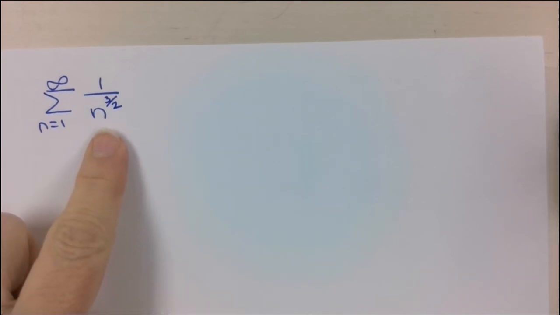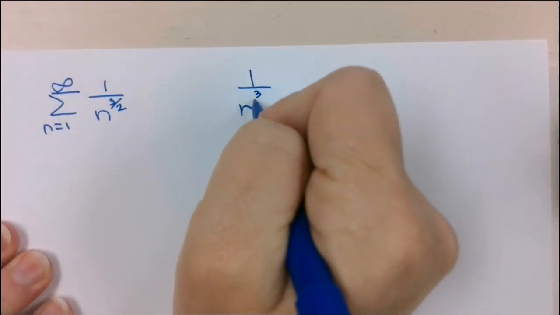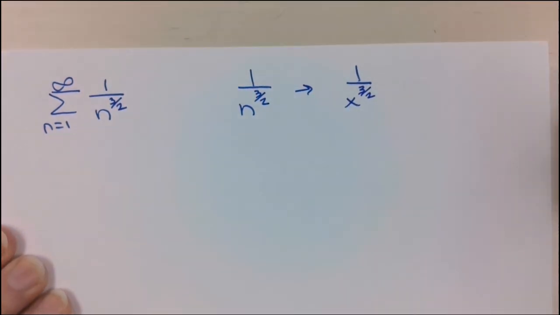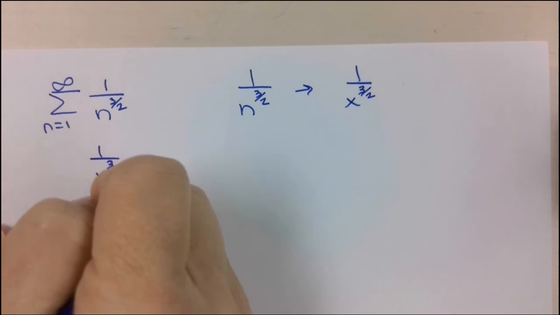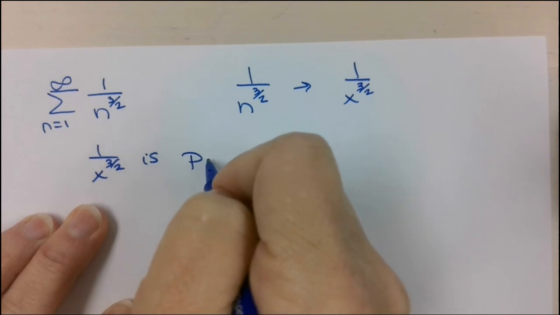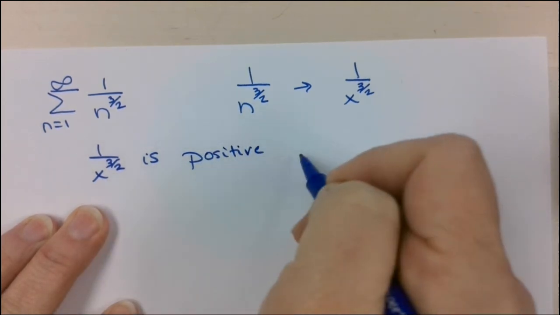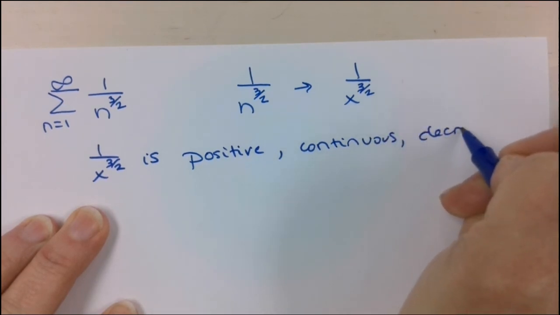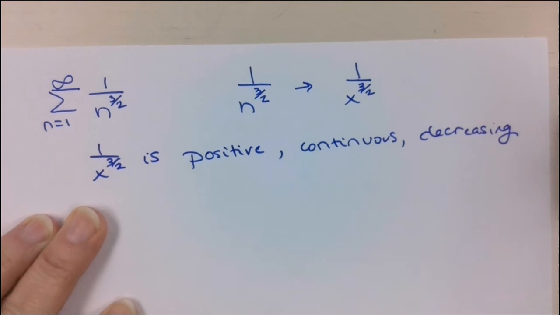let's consider 1 over n to the 3 halves. So I started with a p-value of 1. I tried a p-value that was a little bit less than 1. Now we're going to try a p-value that's a little bit greater than 1. Again, using the integral test. So I'm going to rewrite this as 1 over x to the 3 halves. And as long as x is greater than 1, 1 over x to the 3 halves is positive, continuous, and decreasing.